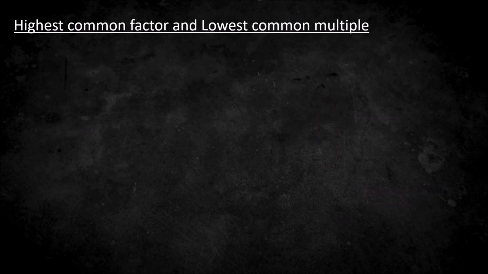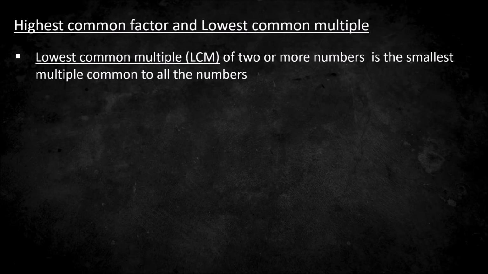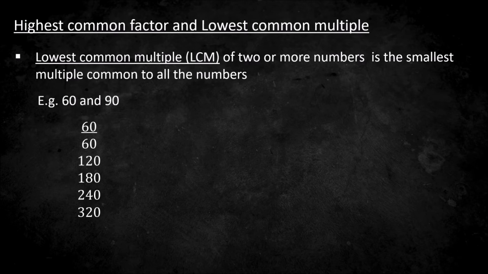Prime factorization can also be used to find the lowest common multiple of two or more numbers. The lowest common multiple is the smallest multiple common to all numbers. For example, looking at the multiples for the two numbers, 60 and 90. Looking at the first 5 multiples for each of the numbers, the smallest among these is 180. The lowest common multiple is 180.